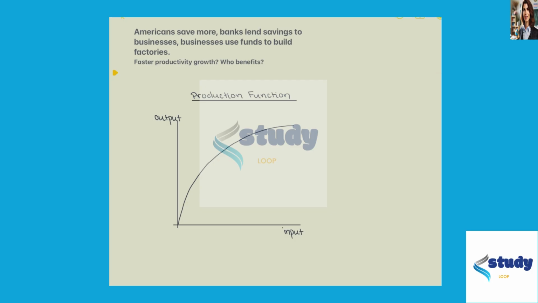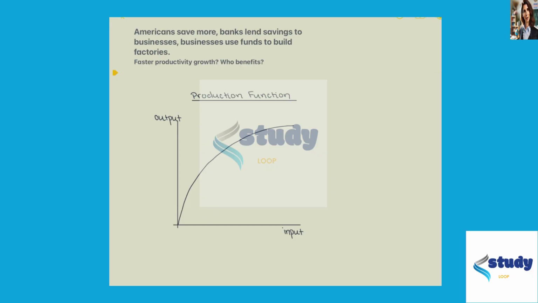Discussing productivity growth, we're going to take a look at the production function in order to analyze this example where we're told that Americans begin to save more. Banks lend these savings to businesses who then use these funds to build factories. And we'd like to know how this might result in faster productivity growth and who might benefit from it.